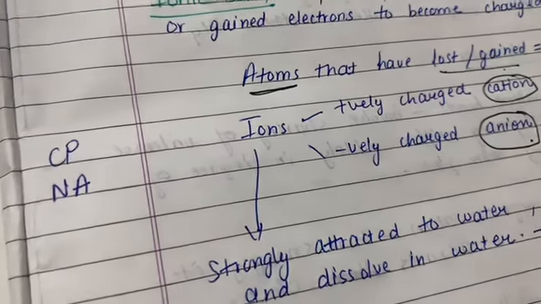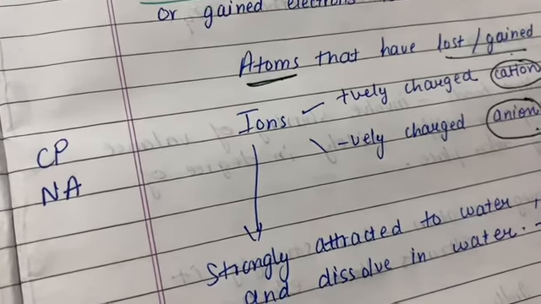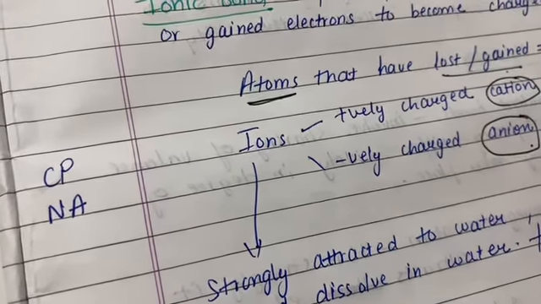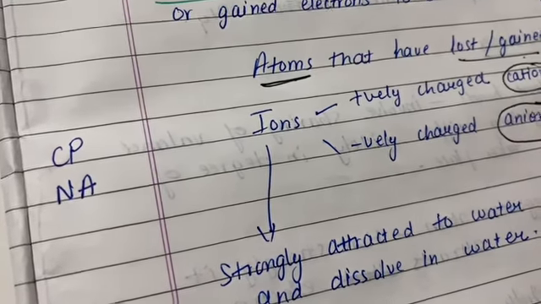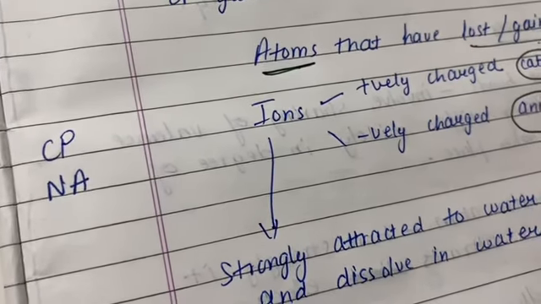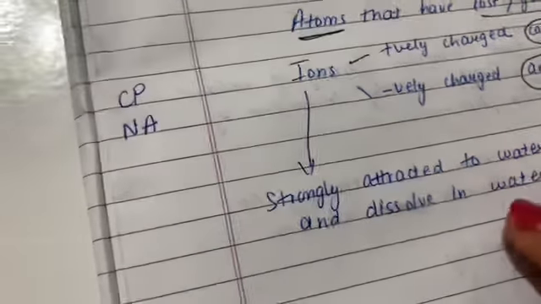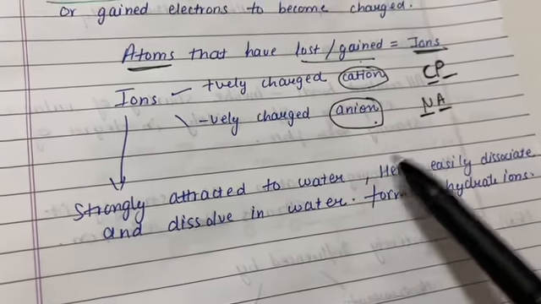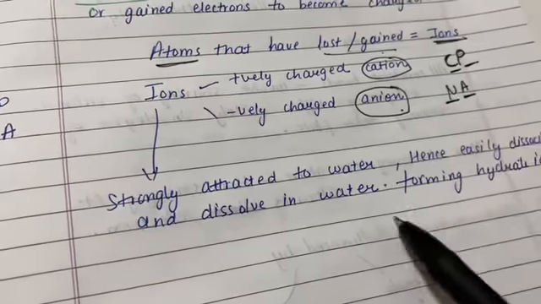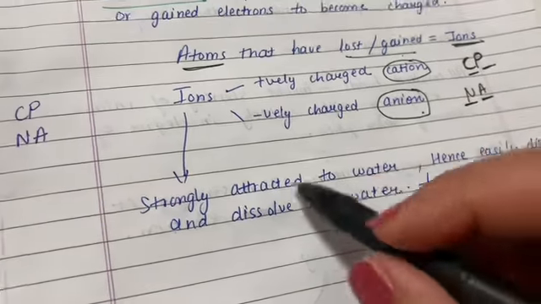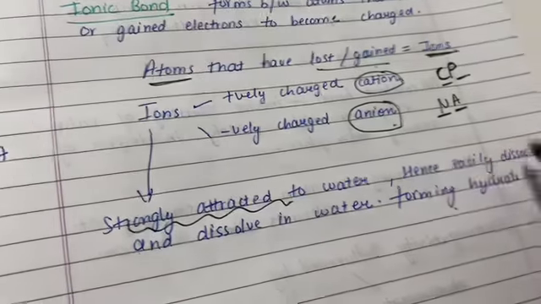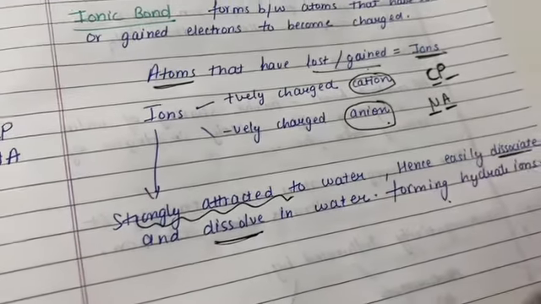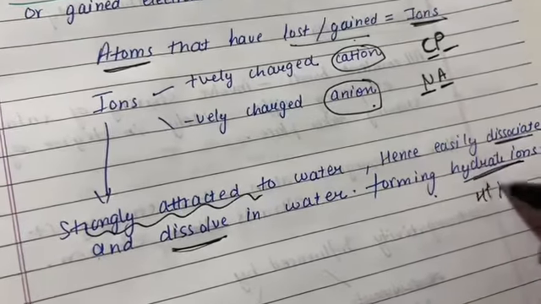You can remember it by CP. Cations are positively charged, which means anions are negatively charged. That's the way I remember it. Now, ions are strongly attracted to water. Because of the strong attractions, they easily dissociate and dissolve in water and form hydrated ions.